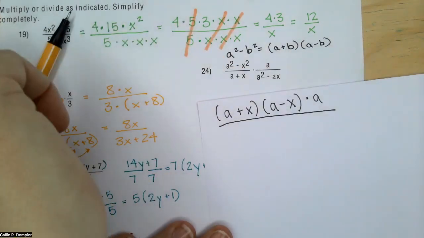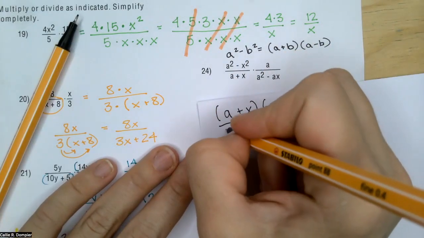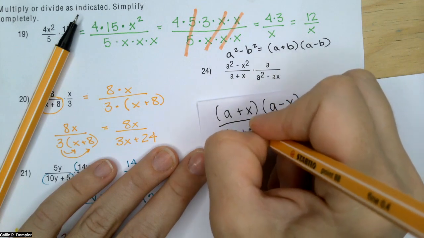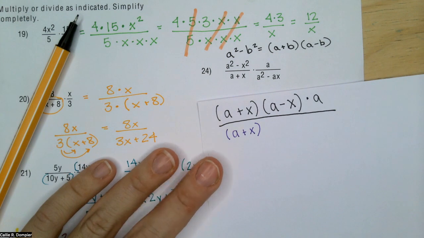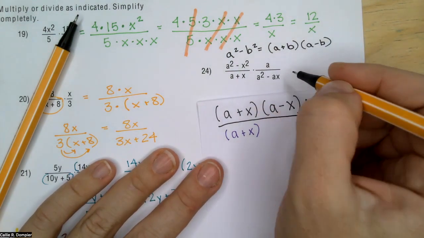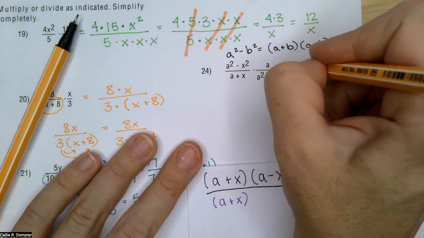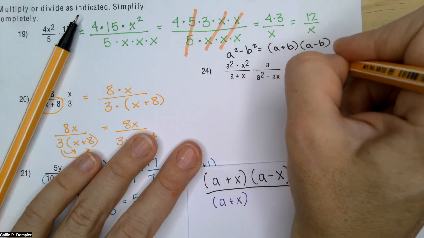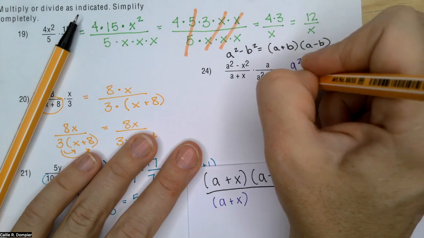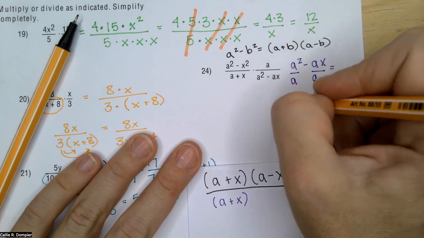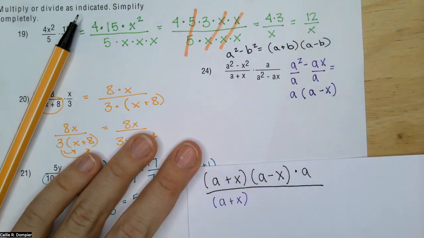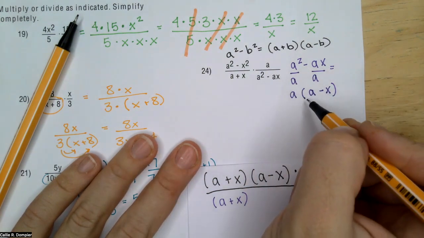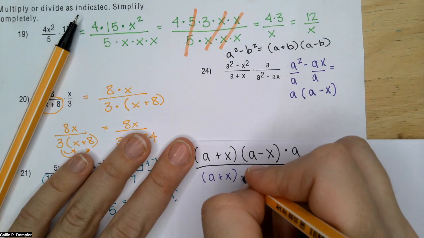The bottom, a plus x, there's nothing to factor out, right? A squared minus ax, let's look at that. What factor is common to both of them? A. So that's going to become a minus x, right? I factored out the a, and I got a times a minus x.